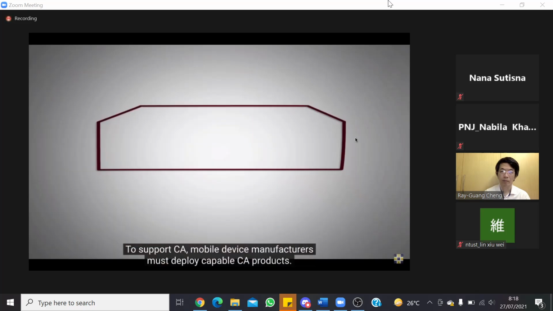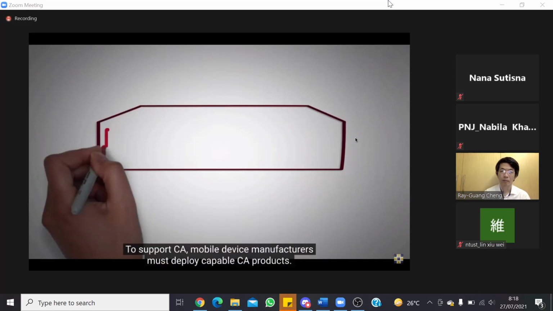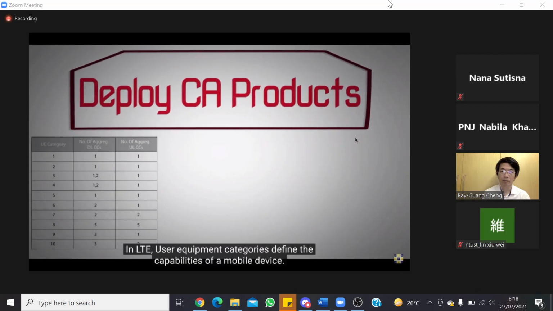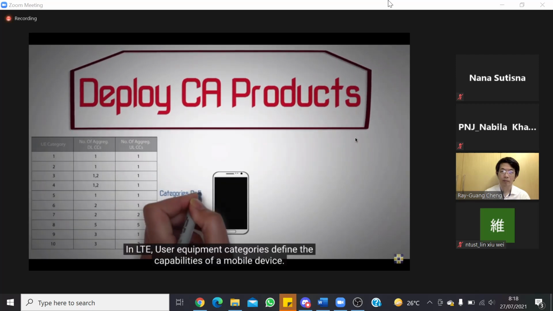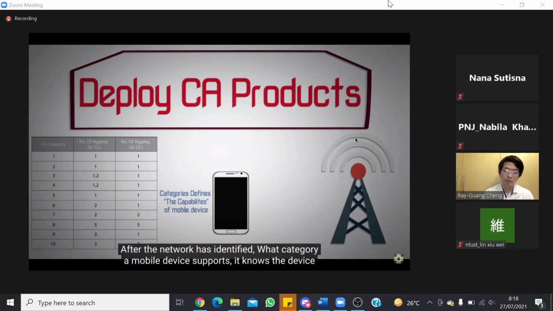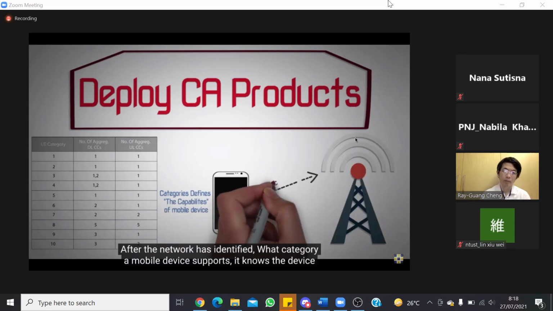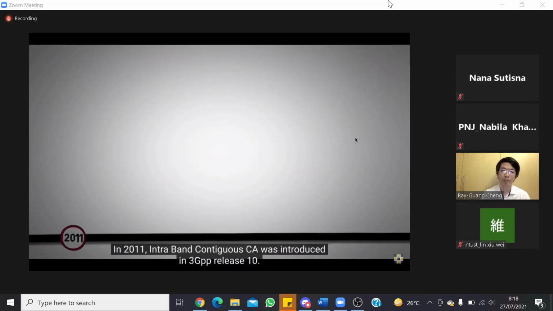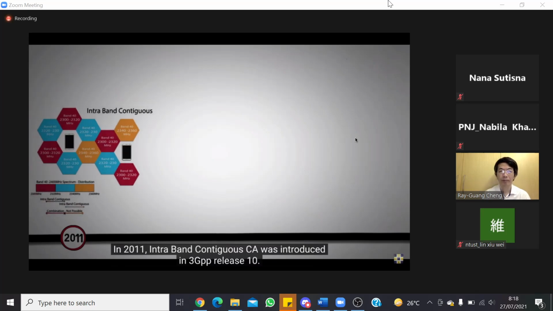To support CA, mobile device manufacturers must deploy capable CA products. In LTE, user equipment categories define the capabilities of a mobile device. After the network has identified what category a mobile device supports, it knows the device capabilities and can scale the data link accordingly. In 2011, intraband contiguous CA was introduced in 3GPP Release 10.